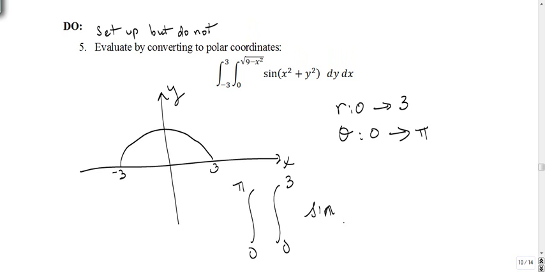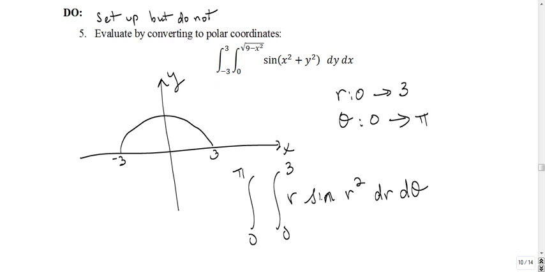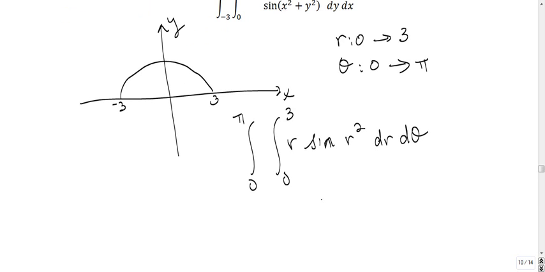Sine r cubed, are you sure? R squared, and times r. You don't multiply the r squared by r, it's the entire function. Now I only asked you to set up, but what if you had to integrate that? Well, how would you do that? Anybody? Substitution. What is your u? R squared. Very good. And it's going to end up being a half. When you use substitution, it would be a half sine r squared. Okay? Any questions? Let's move on.